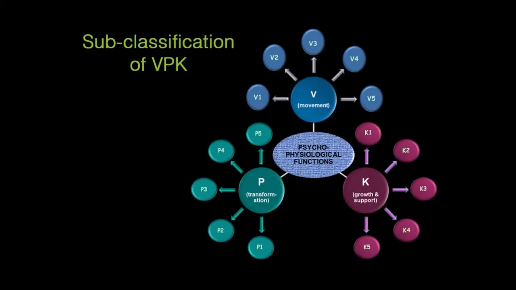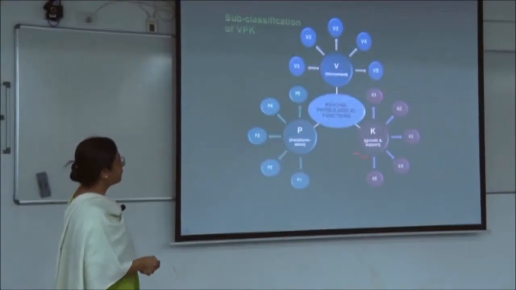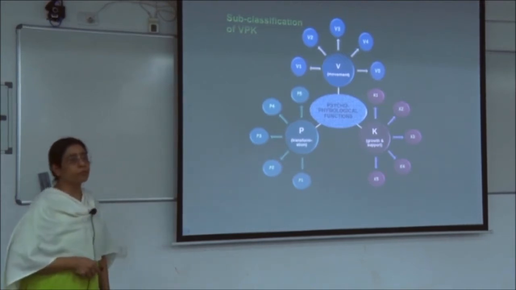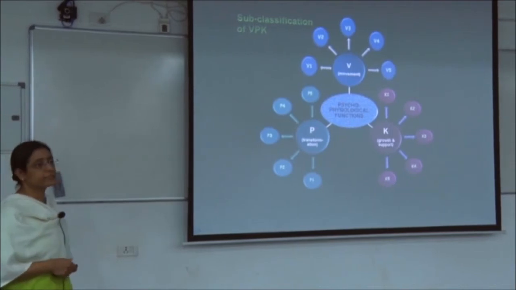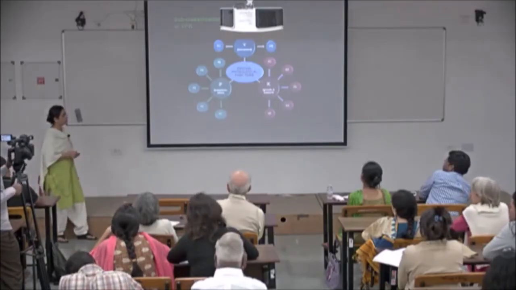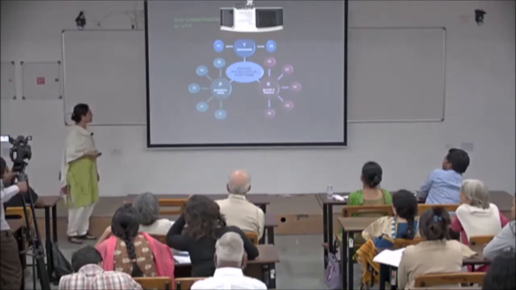So all the psychophysiological functions in the body are classified under these 3 broad categories of Vata, Pitta and Kapha. And there is also further subclassification. Each one of them is subclassified into 5 different types. So between these 15 types of Vata, Pitta and Kapha, all psychophysiological functions come. There won't be any psychophysiological function which comes outside the purview of these 15 subclassifications.